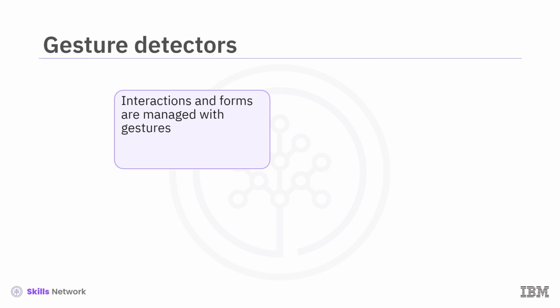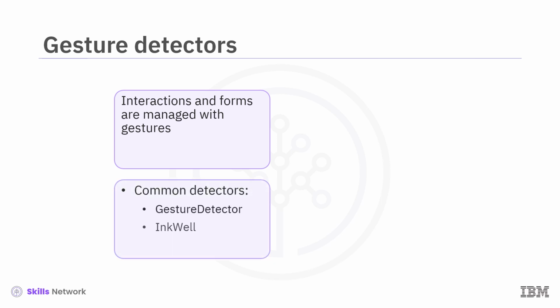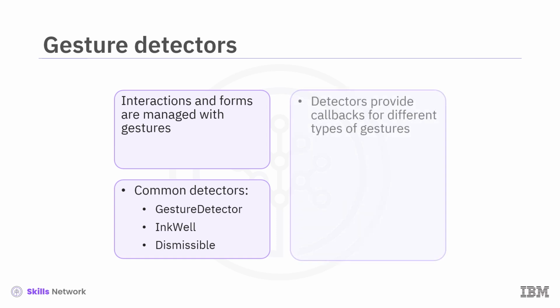You can also manage interactions and forms with gestures. These are how users interact with your application beyond simple button presses and text input. Flutter provides a variety of gesture detectors to handle complex interactions like swipes, taps, long presses, and more. Some common detectors are gesture detector, inkwell, and dismissible. These detectors provide callbacks for different types of gestures.